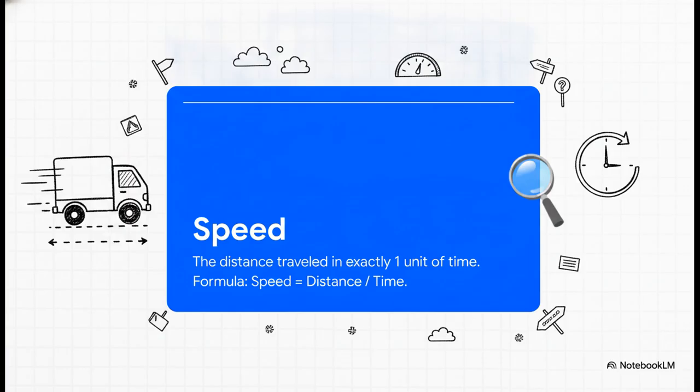Think about it like this. Imagine you're driving a big delivery truck. You hit the road, and over the course of 8 hours, you cover 240 kilometers. So, to find your speed, you just take that 240-kilometer distance and divide it by the 8 hours of time. The result? 30 kilometers per hour. Meaning, in every single 1-hour chunk, you are moving exactly 30 kilometers. That is your absolute baseline. Speed equals distance divided by time.